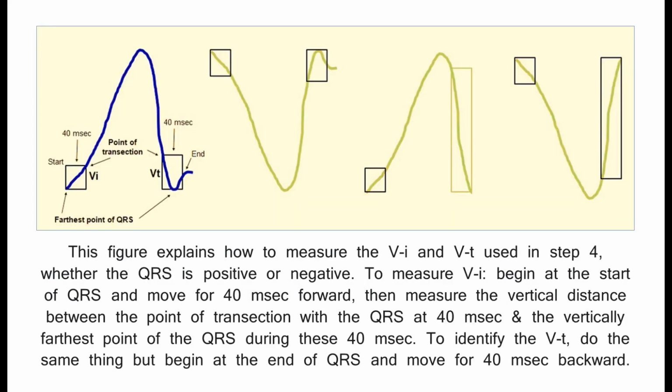This figure explains how to measure the Vi and Vt used in step 4, whether the QRS is positive or negative. To measure Vi, begin at the start of QRS and move 40 ms forward, then measure the vertical distance between the point of transection with the QRS at 40 ms and the vertically farthest point of the QRS during these 40 ms. To identify the Vt, do the same thing but begin at the end of QRS and move 40 ms backward.